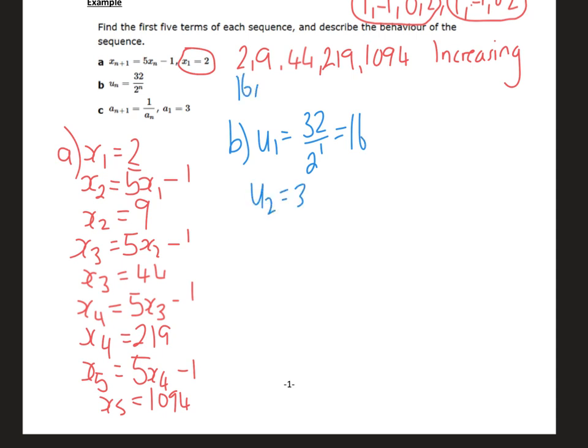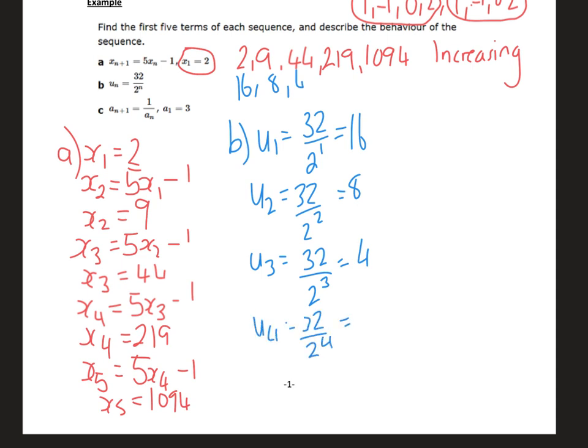U2 would be 32 divided by 2 to the power 2, which is 8. U3 is 32 divided by 2 to the power 3, which is 4. U4 is 32 divided by 2 to the power 4, which is 2. And U5 is 32 divided by 2 to the power 5, which is 1.